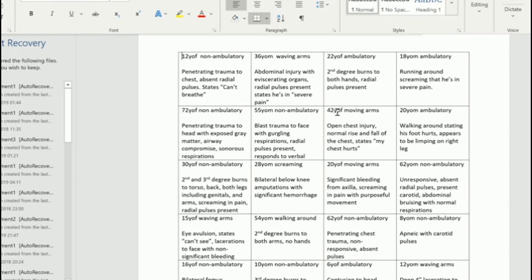16-year-old female, non-ambulatory. Yellow. Red. Why'd you say red? That makes it yellow. Yep.